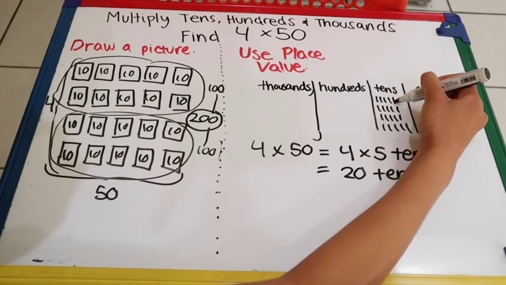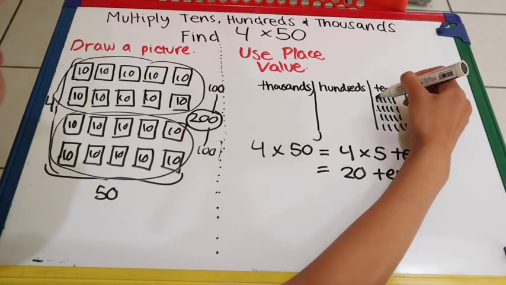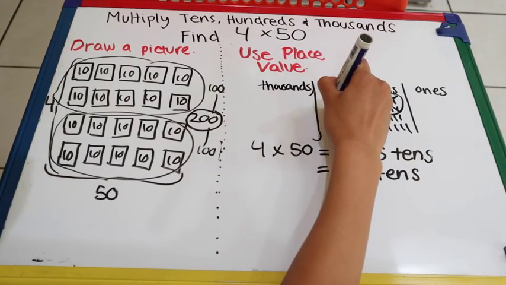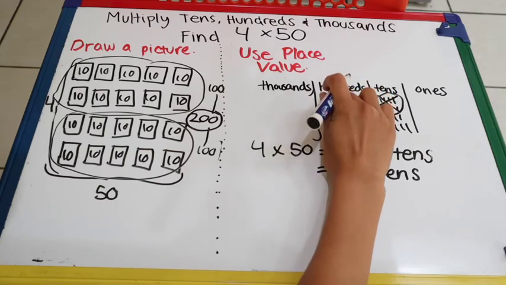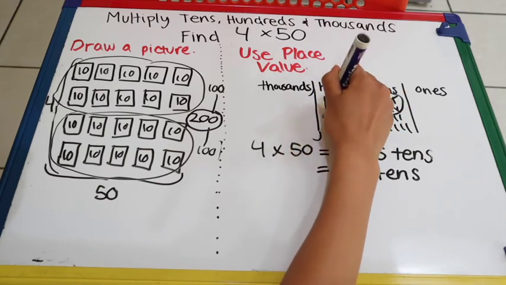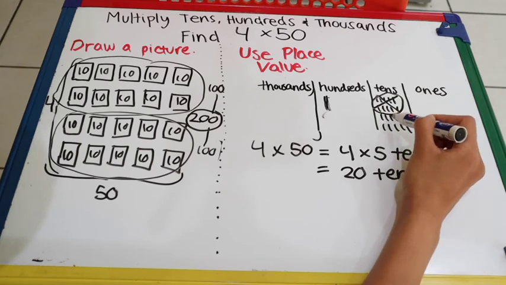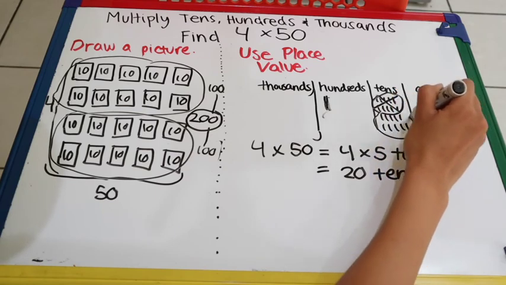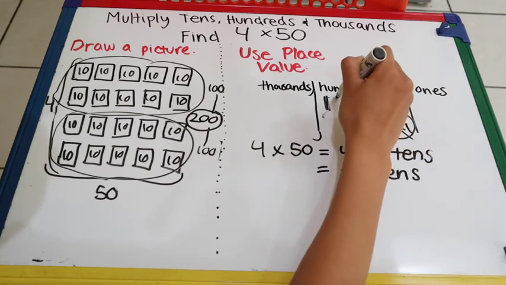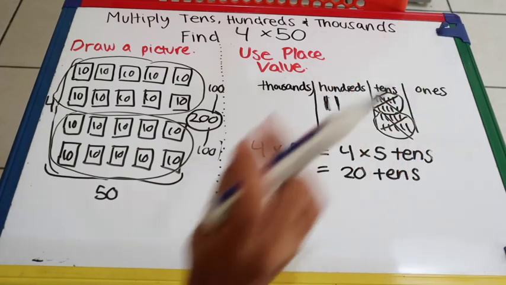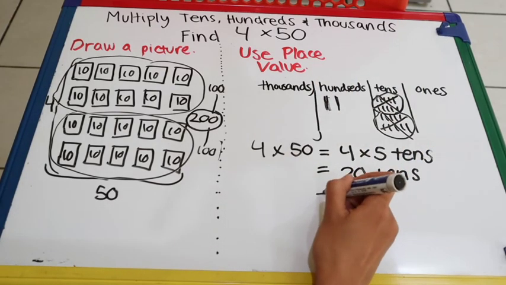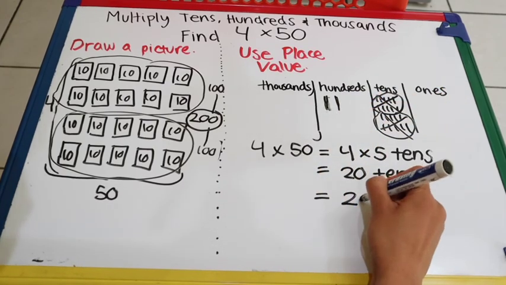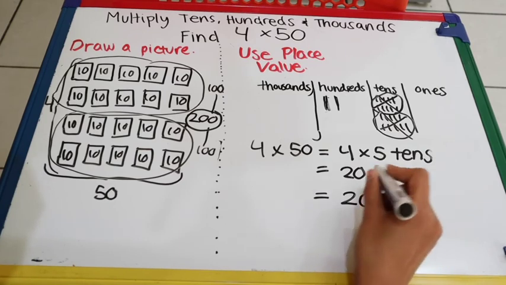1, 2, 3, 4, 5, 6, 7, 8, 9, 10. I'm gonna grab this group, cross it out, and it now becomes one group of hundreds. Oops. Here we go again. 1, 2, 3, 4, 5, 6, 7, 8, 9, 10. Circle, cross out. It now becomes 2 groups of hundreds. Now I can write my number. I have 2 groups of hundreds, 0 tens, and 0 ones.